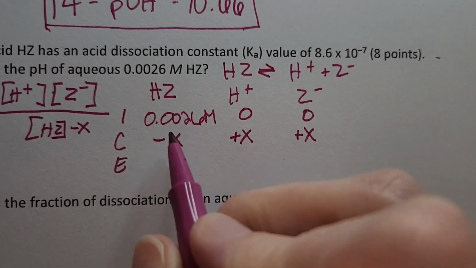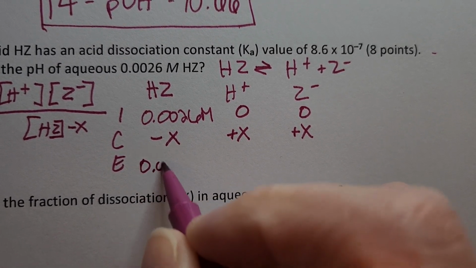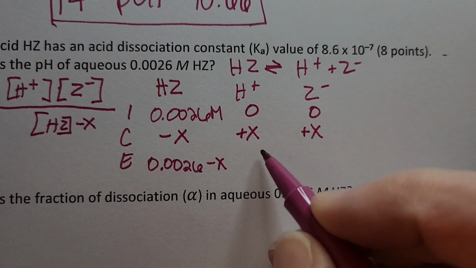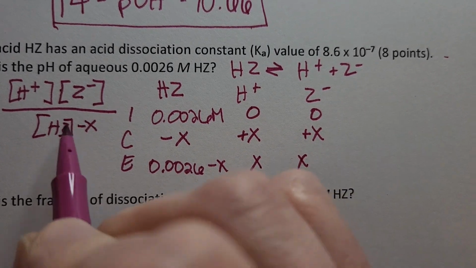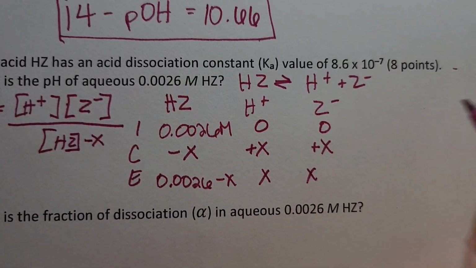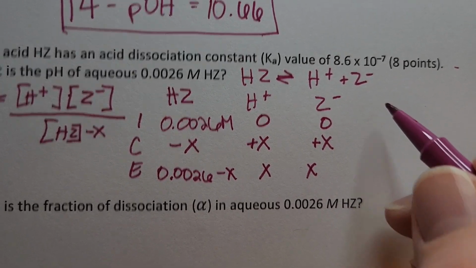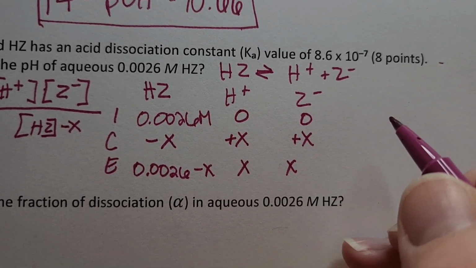And then at equilibrium, our concentration is going to be 0.0026 minus X. And then here it's going to be X and X, which we're going to feed into right here to get the expression that we're going to solve for. This is going to take up a bit more space than what he actually gave me to work, so I may end up moving this to a different sheet of paper.